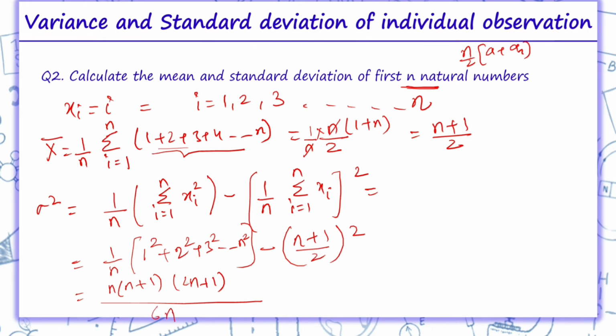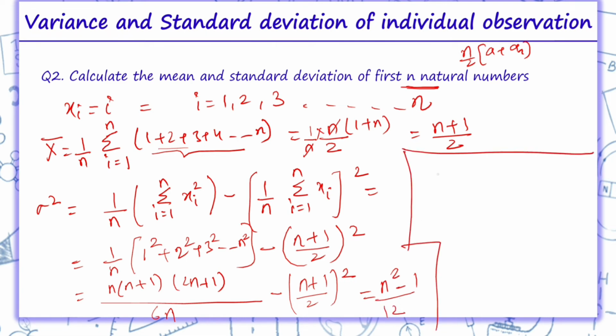So this is the sum of squares which we have already studied in arithmetic progression, minus (n plus 1 upon 2) square. So when we solve this full equation, we'll get over here n square minus 1 upon 12. Thus, this is how we calculated variance.